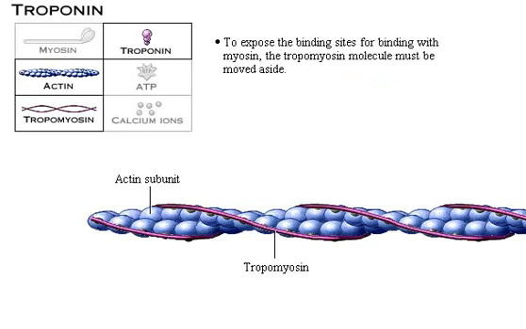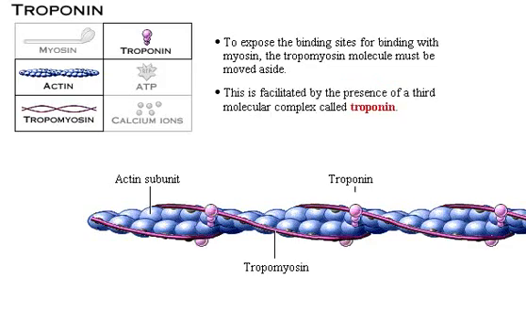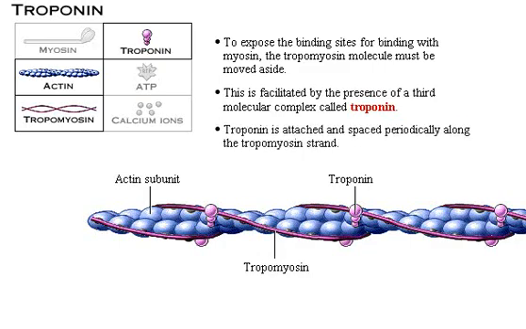To expose the binding sites for binding with myosin, the tropomyosin molecule must be moved aside. This is facilitated by the presence of a third molecular complex called troponin. Troponin is attached and spaced periodically along the tropomyosin strand.